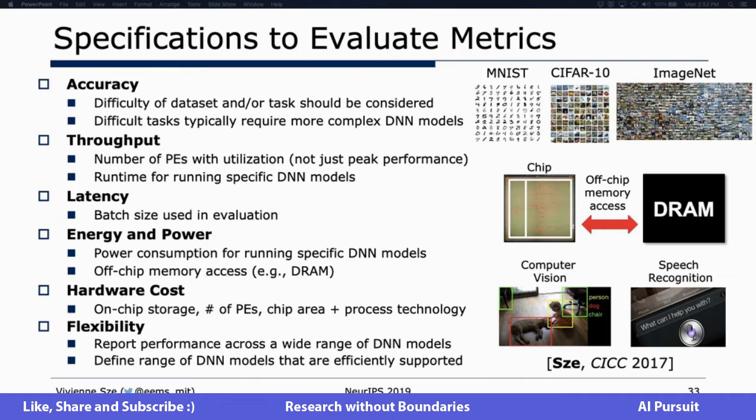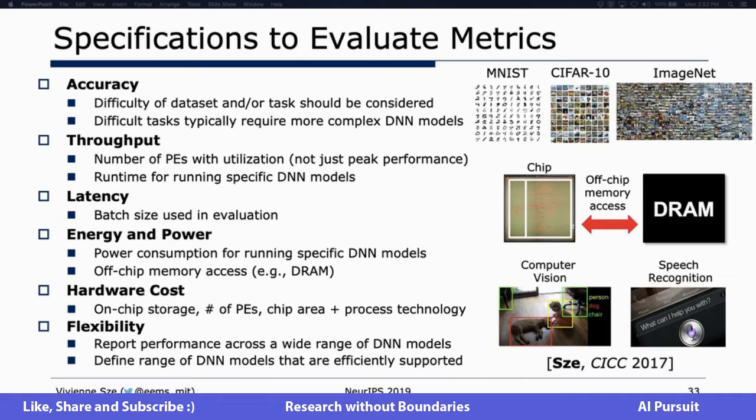And then, of course, flexibility is very key. You want a processor that isn't designed for just one particular neural net. You want it to support a wide range of neural nets. So you might ask, can you report the performance across a wide range of DNN models? In fact, it would often be ideal if specs would define the range of models that it can efficiently support. So these are all the various different metrics.